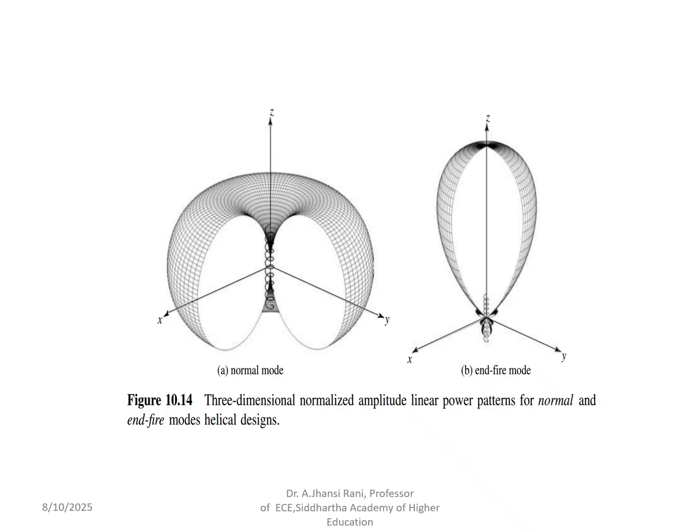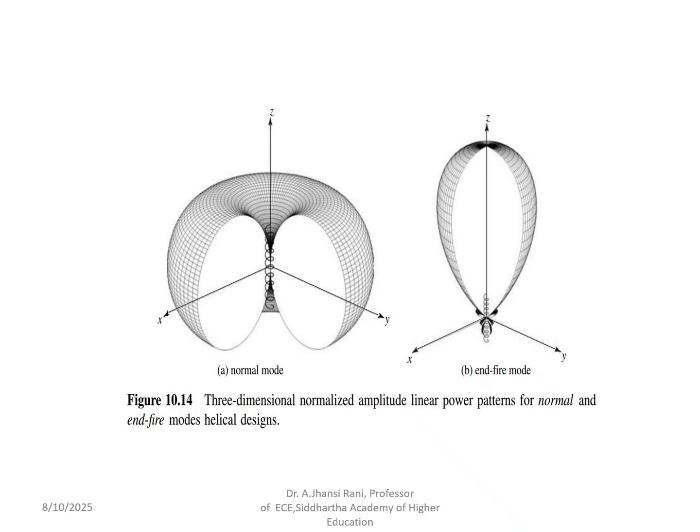There are two modes of operation: the normal mode and the end-fire mode. The helix operates in these two modes. For the helical antenna, the axial mode is also called the end-fire mode, and the other one is the normal mode or broadside mode.